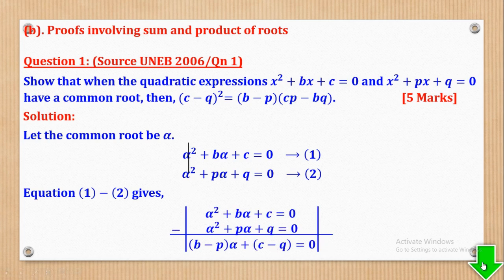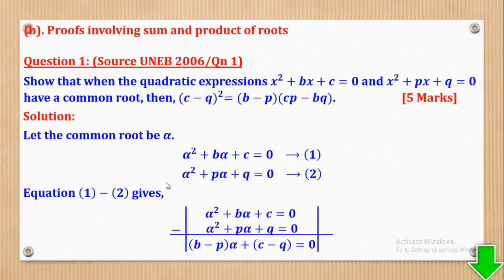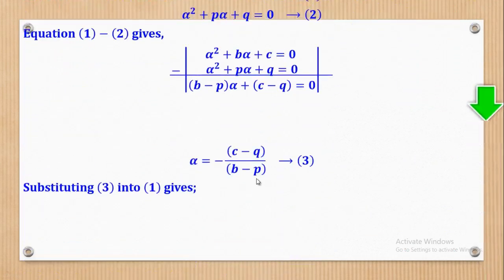So in this case, my aim is to make alpha the subject. And when I make it the subject, I'll come up with alpha being equal to negative of C minus 2 over B minus P. And that is equation 3. So now next is to substitute equation 3 into equation 1. So where there is alpha in this equation 1, we are going to substitute it with the expression in equation 3, and we shall come up with this.